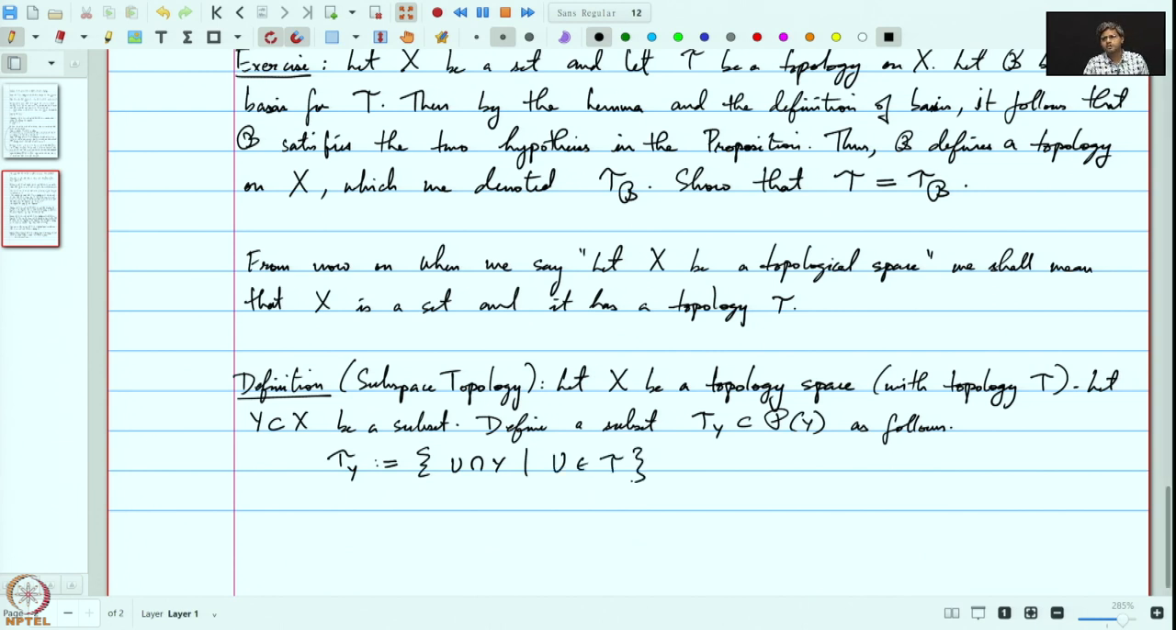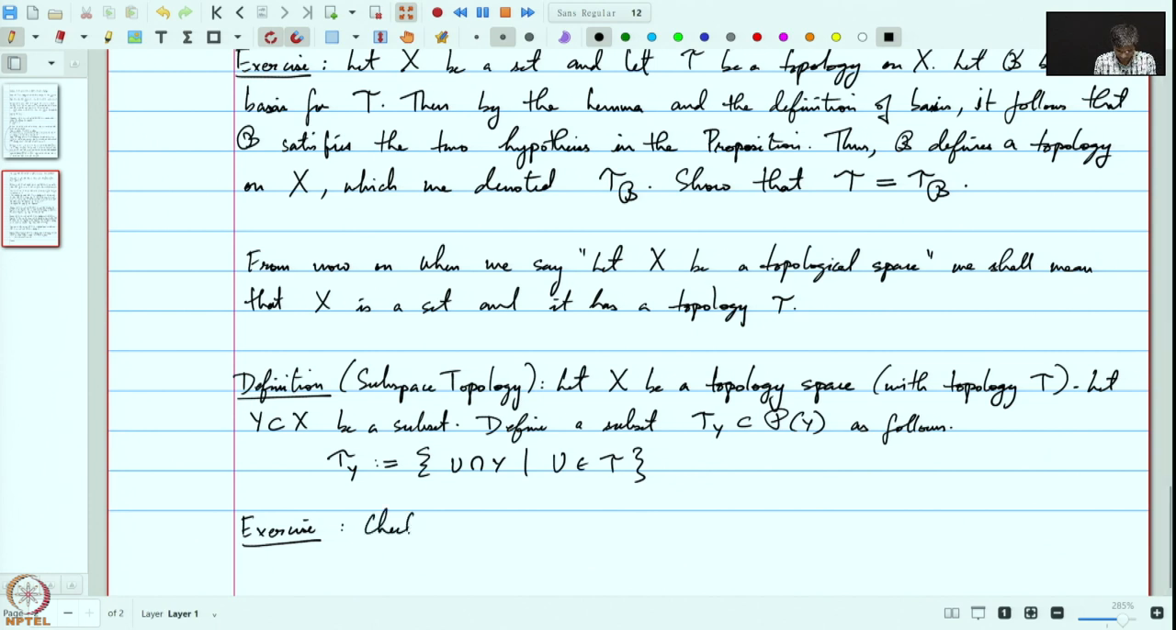So we simply take all open subsets in tau. So recall that if a set U belongs to tau, then we had agreed to use the notation U is open in tau. So we just take all open subsets in tau and intersect that with Y, and that gives a topology on Y. So the claim is that this gives a topology on Y. This is being left as an exercise.